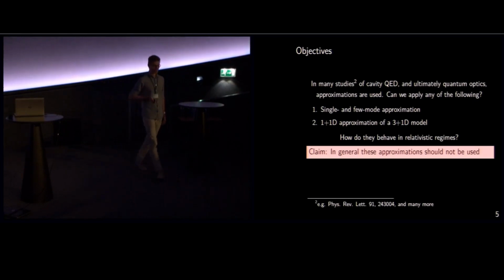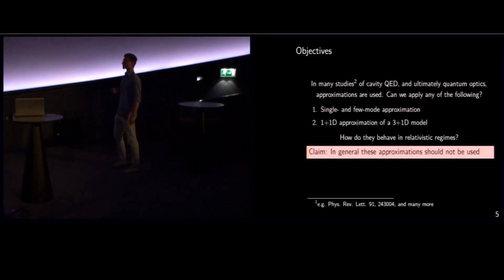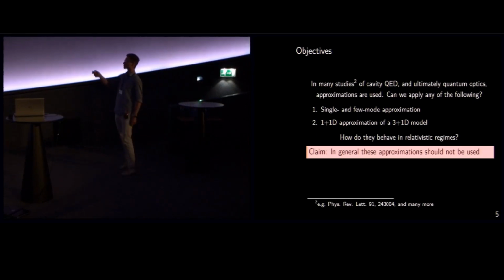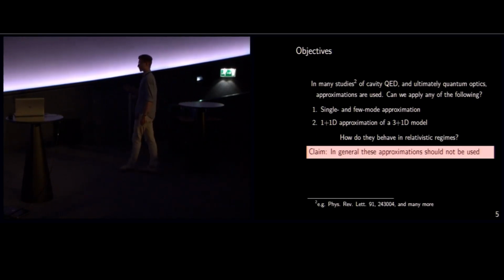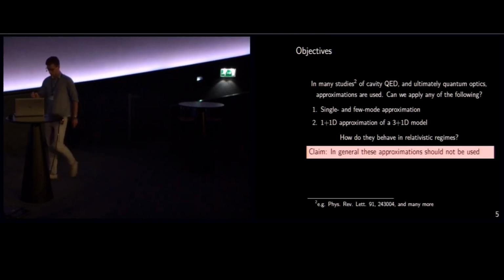The second one is, what if in this context we have a cavity where one of the spatial dimensions is much smaller than the other ones? It seems very intuitive that we can treat it by a lower dimensional setup. And especially, how does it behave in the relativistic regime, where phenomena like the Unruh effect are important? Our results, and what I want to convince you of, is that in general you should not use this approximation in this setup.